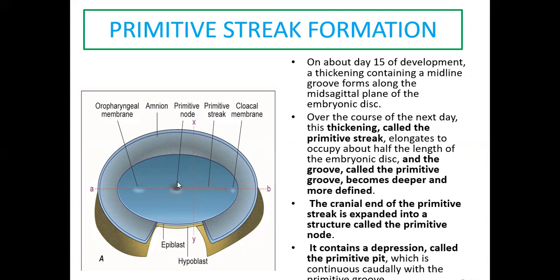Now, the cranial end of the primitive streak is expanded into a structure which is called the primitive node. It contains a depression in the center which is known as primitive pit. And from this, the cells are continuously expanding caudally.